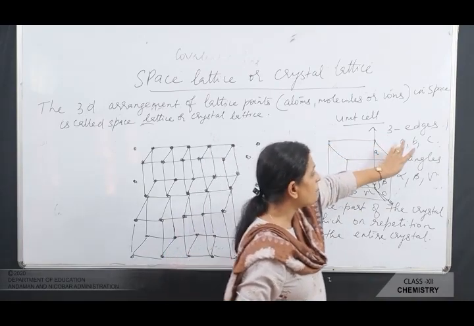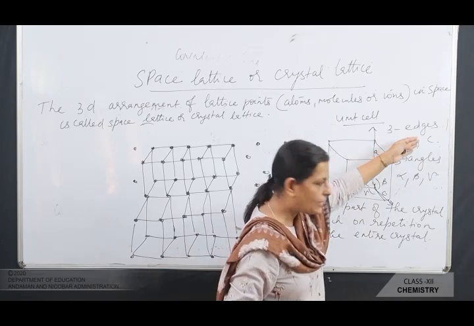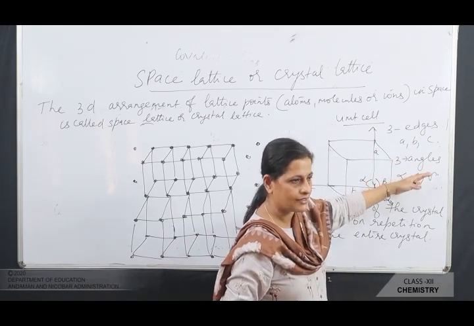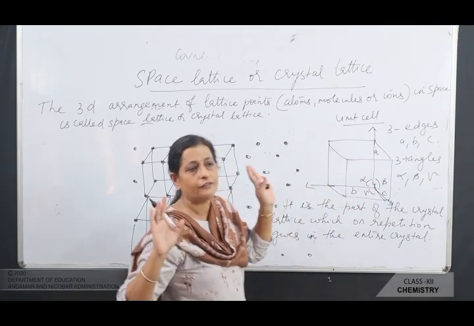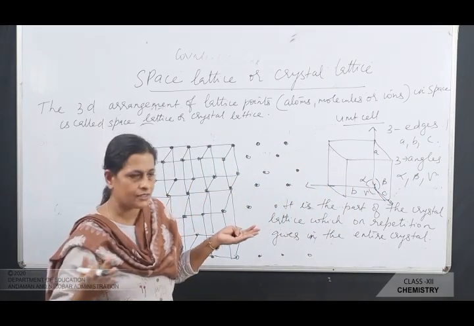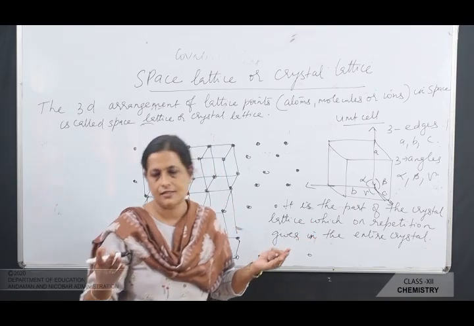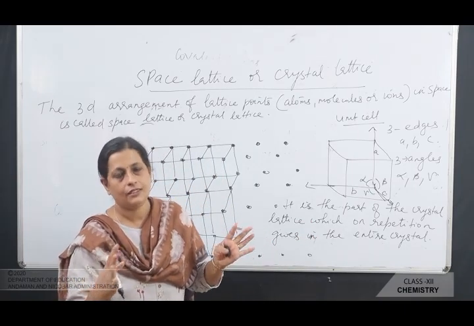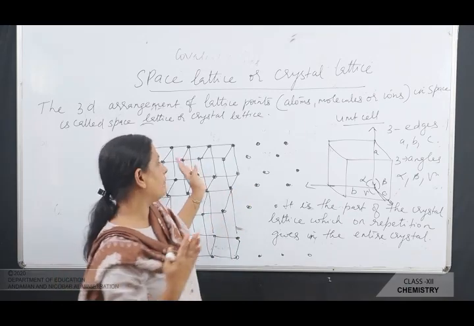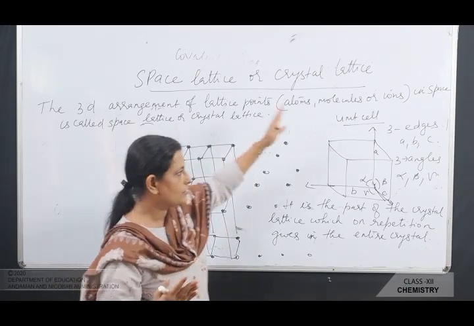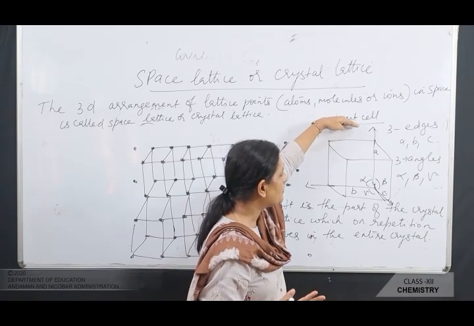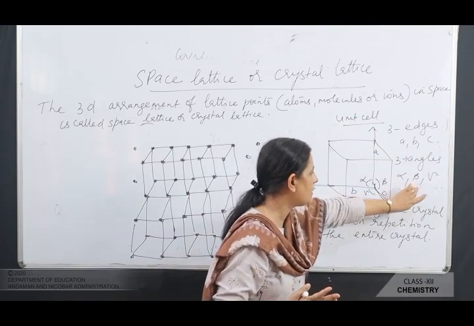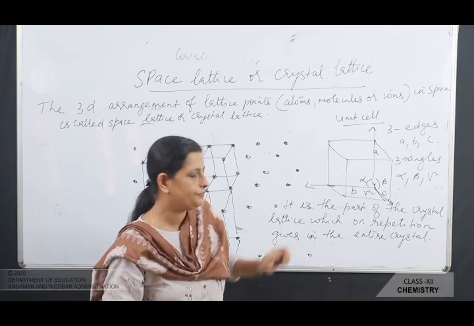So the 3 edges may be equal, may not be equal, and the angles also may or may not be equal. It's not necessary. So there are different types of crystals. You have got cubic crystals, rhombic crystals, octahedral crystals, depending upon the arrangement of the constituent particles. So the 6 parameters of a unit cell are the 3 edges A, B, C and the 3 angles alpha, beta and gamma. Is it clear this much?